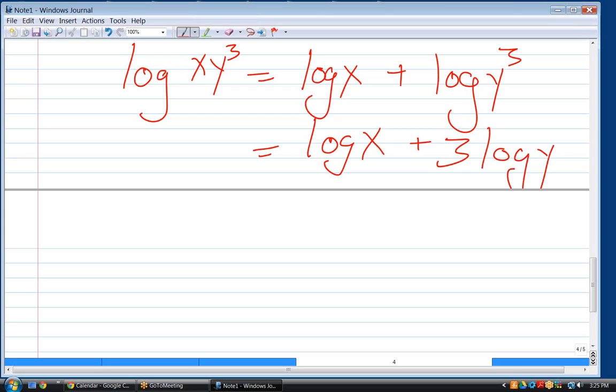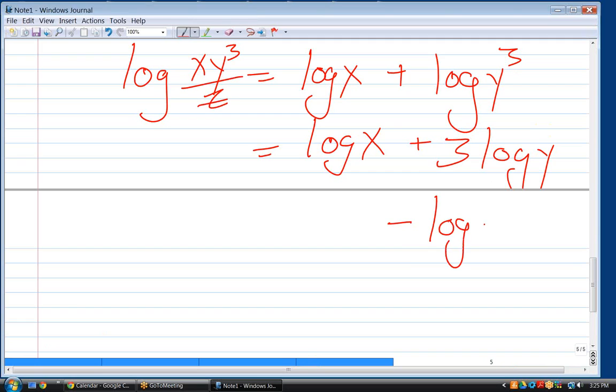And that's the way to do it, I think, is one rule at a time. Don't try to do them all at once. Unless maybe you have division going on, and then, if it was all divided by z, well, then I would know there's one more term coming, minus log of z. So this would be your answer.